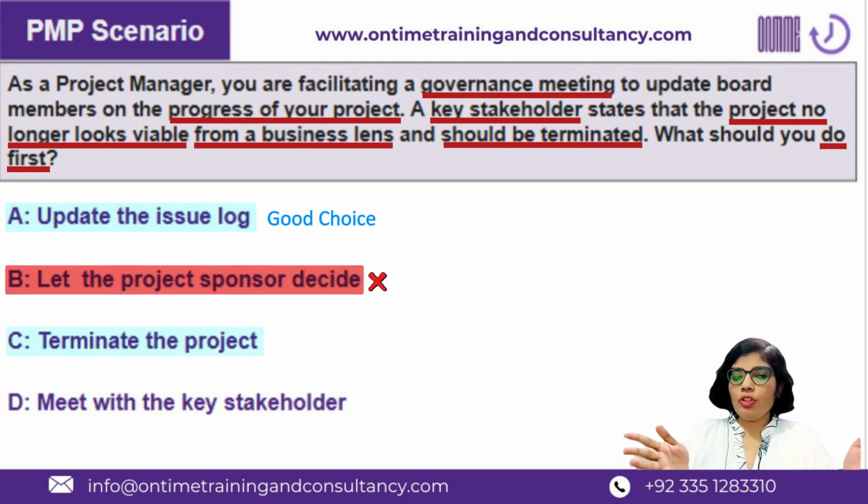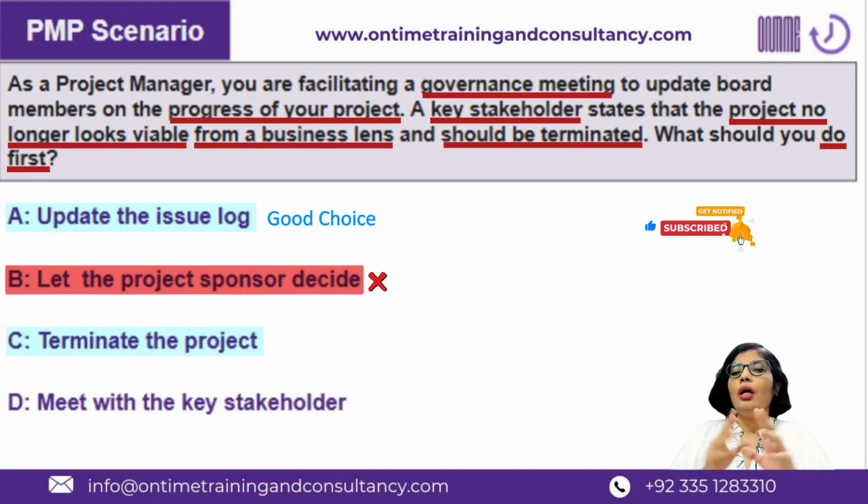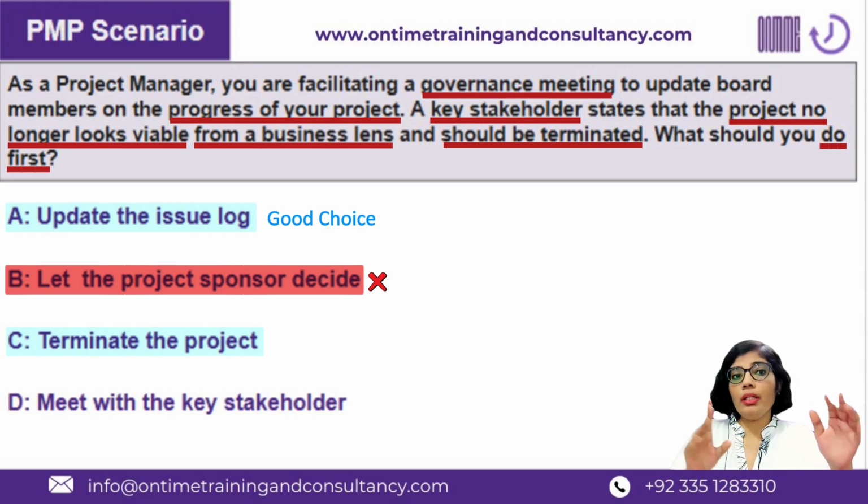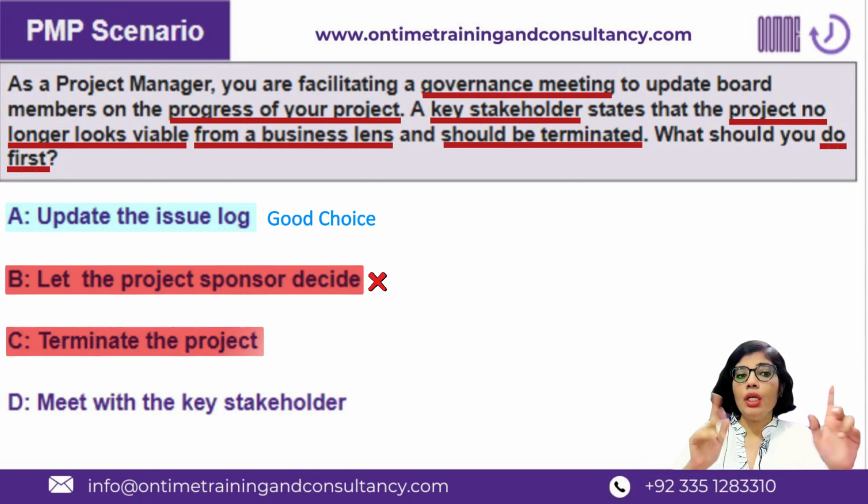C, terminate the project. The project manager alone is not the authority to terminate the project. The project manager, after doing his root cause analysis and other analysis, may or may not reach the conclusion that the project should be terminated. And in this case as well, it is not his decision. It could only be his suggestion to the steering committee, the project governance board. That's it. So the project manager alone cannot terminate the project, and definitely this is not going to be the first thing to do. Accordingly, C is out.